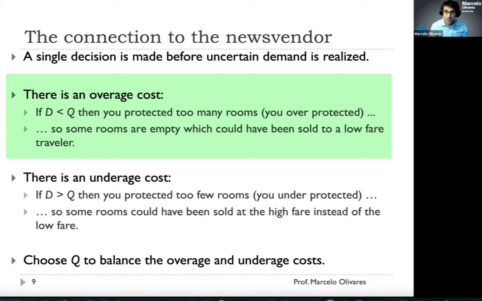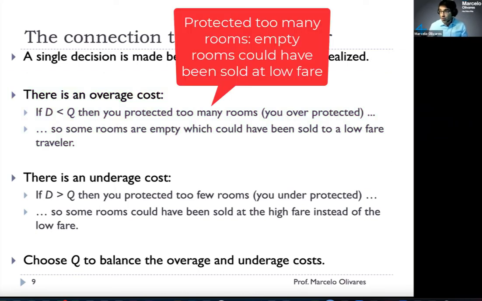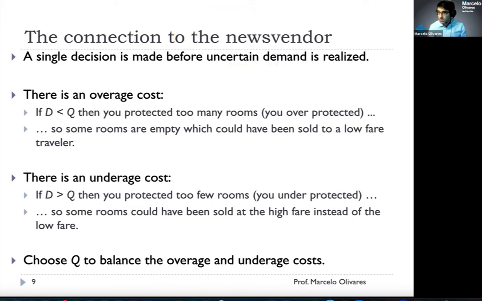Okay, so that is, if you protected too much, the overage cost. You protected too many rooms. You ended up with empty rooms, overage cost.